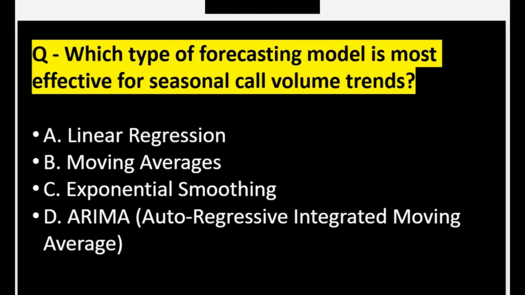The correct answer for this question is option D, ARIMA, autoregressive integrated moving average. With the help of this method, you can find out fluctuations during seasonality or holidays, when the call volume may go up or down, and this method will help you smooth out the data so you can have the right number of resources available.